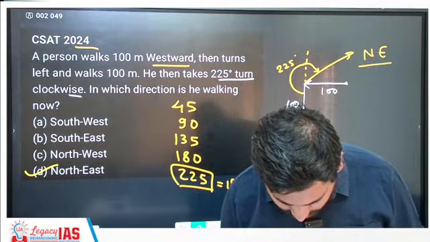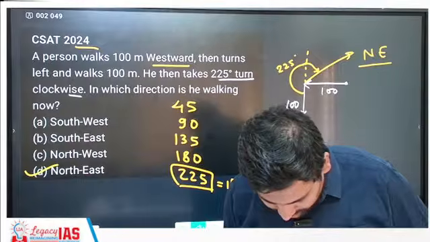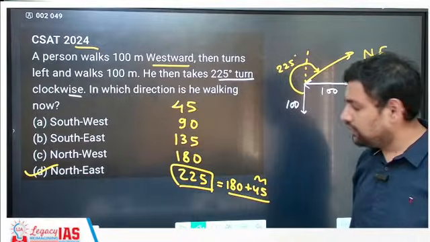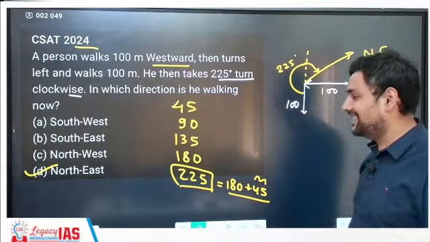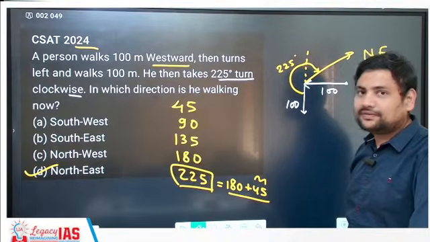Simple? Yes. No, Dheeraj. Yes, Shweta. Oh, sorry. Correct, Dheeraj. Northeast. Yeah, D it is.